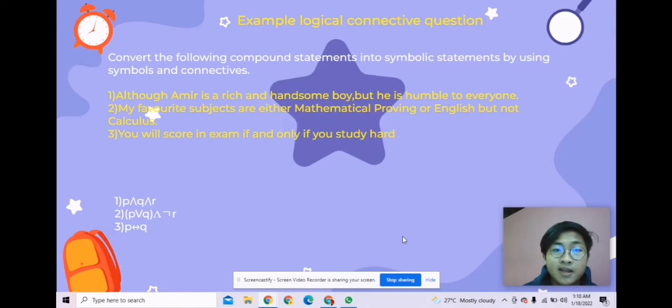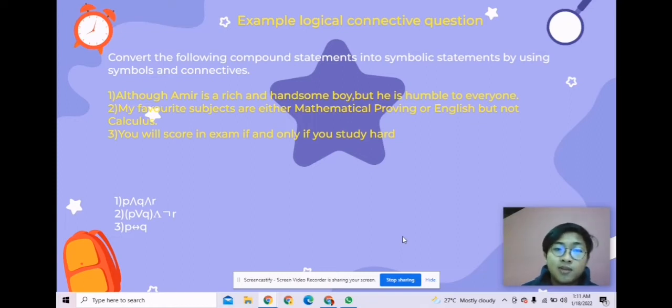My favorite subjects are either mathematical proving or English. So we write it as parenthesis P or Q, but not calculus. So we write it as not R, because not calculus. So the answer is P or Q parenthesis and not R.